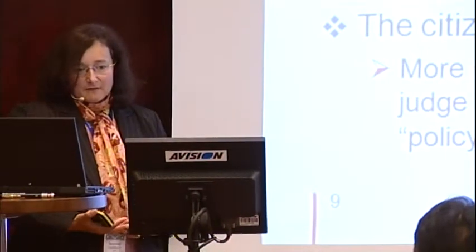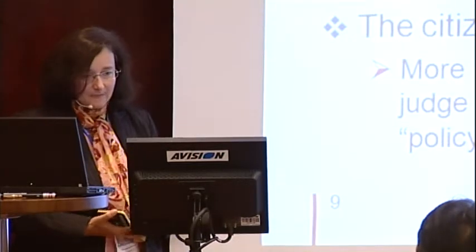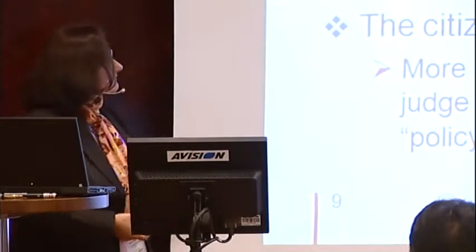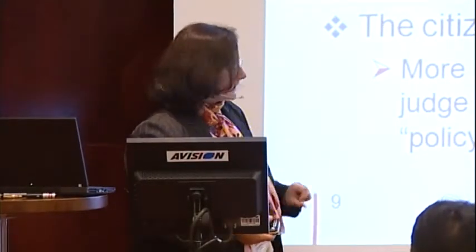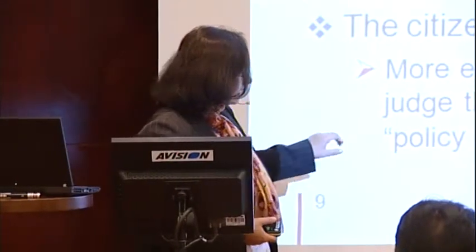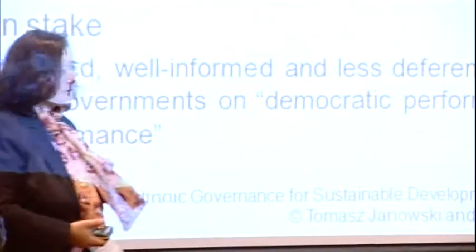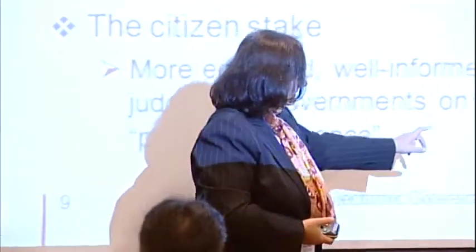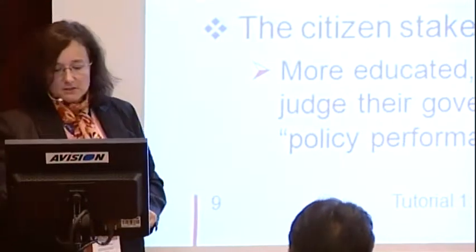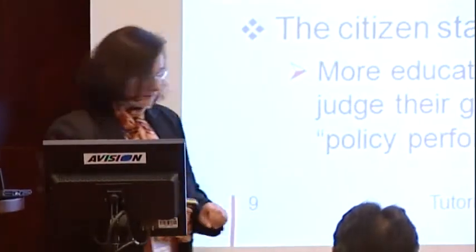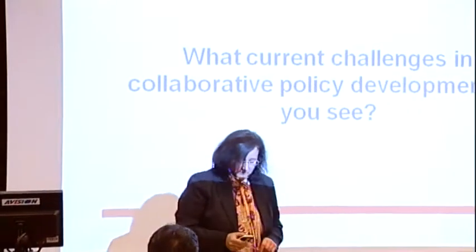Governments also have to face hard trade-offs, such as responding to rising demands for better quality of public services despite tight budgets. And they need to work with the citizens and other stakeholders to find solutions. And the other stake is the citizen stake. As I said before, they are more educated, well-informed, and less deferential now in order to judge their governments on democratic performance and policy performance. Democratic performance so that they are being involved in the policy decision-making and that these decisions are transparent. And policy performance, that the policies settled are really reached, that there is an impact reached. And people want to know about this. They want to be involved in this more and more. And technology, the information society, is a means that can provide it.